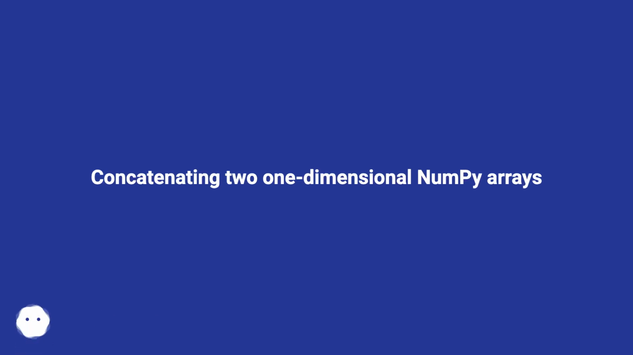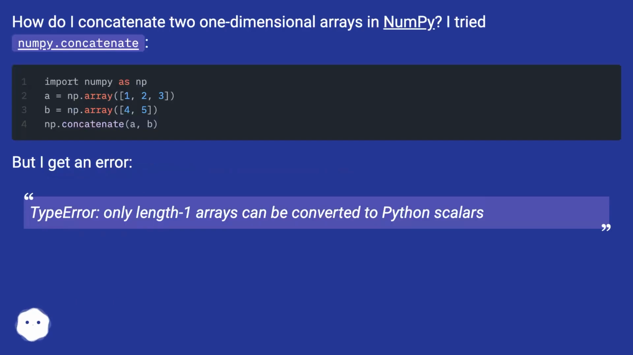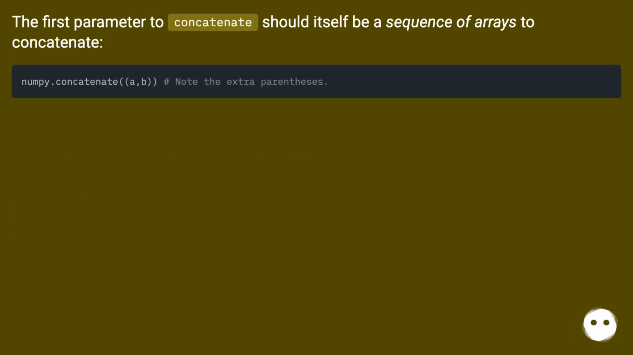Concatenating two one-dimensional numpy arrays. How do I concatenate two one-dimensional arrays in numpy? I tried numpy.concatenate, but I get an error. Type error, only length 1 arrays can be converted to Python scalars. The first parameter to concatenate should itself be a sequence of arrays to concatenate.